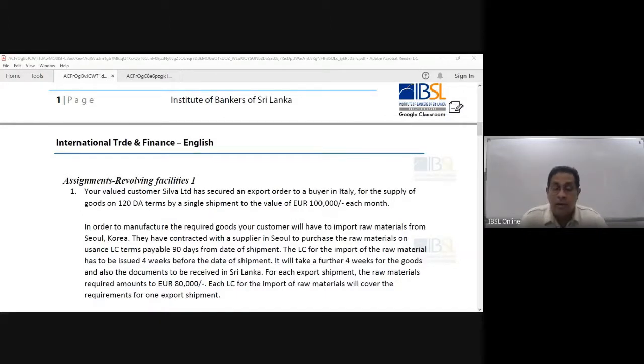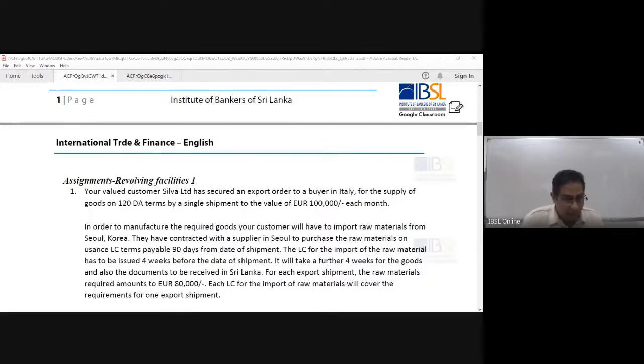We'll do some questions related to Incoterms. Then I'll touch a URC past paper question and a Forex one. And after that, we'll shift to the new session that we started last time, revolving facilities. I'll straight away hit a sum.